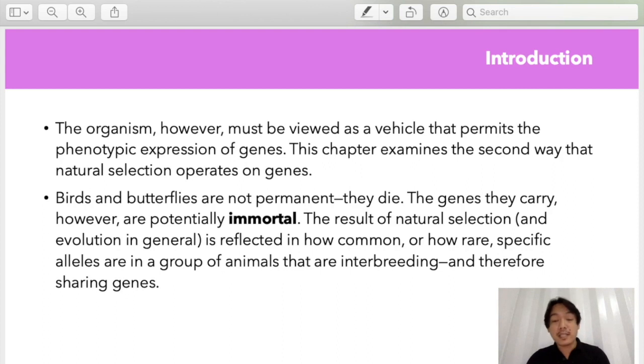Natural selection operates on this. Birds and butterflies are not permanent; they die. These animals, just like humans and any other living organisms on Earth, are not immortal. But the genes they carry, or the traits that they carry, are immortal. The result of natural selection and evolution in general is reflected in how common or how rare specific alleles are in a group of animals that are interbreeding and therefore sharing genes.